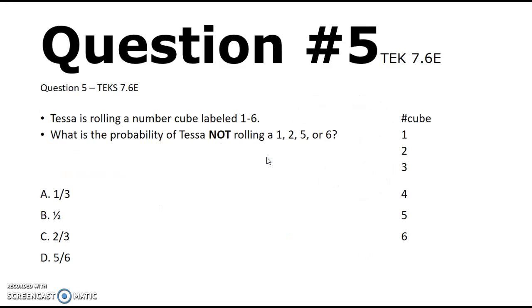Question number 5, 7.6e. Tessa is rolling a number cube labeled 1 through 6. What is the probability of Tessa not rolling a 1, 2, 5, or 6? A. 1/3, B. 1/2, C. 2/3, or D. 5 over 6.